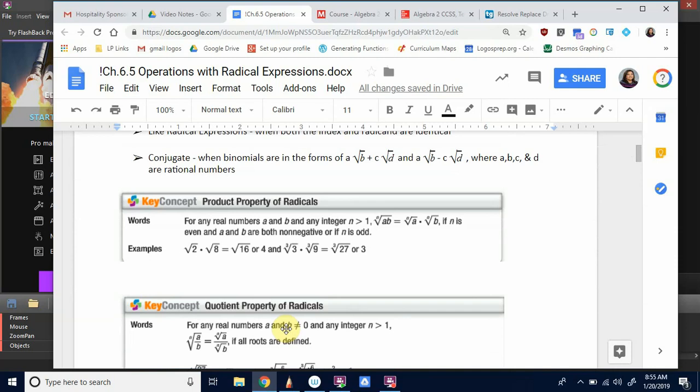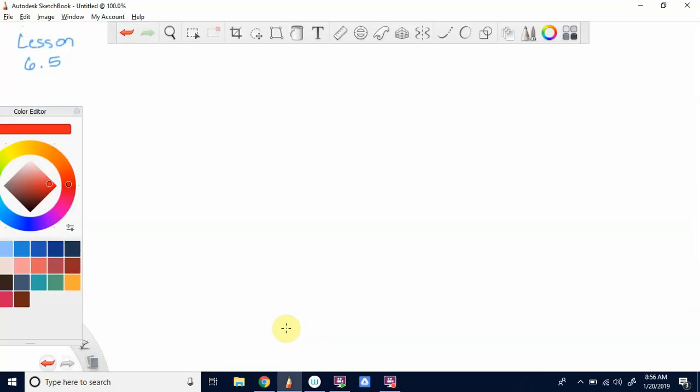Basically, in a nutshell, I'm not going to read this because you can read it; it tells you what it means. The property says, if you have the same index, so remember, what does it mean to have the same index? Here I have nothing written where the index goes, and because there's nothing here, it's an implied 2. Do I have the same index?